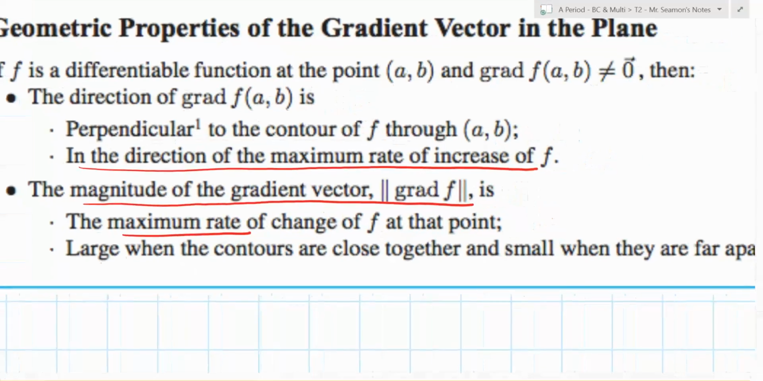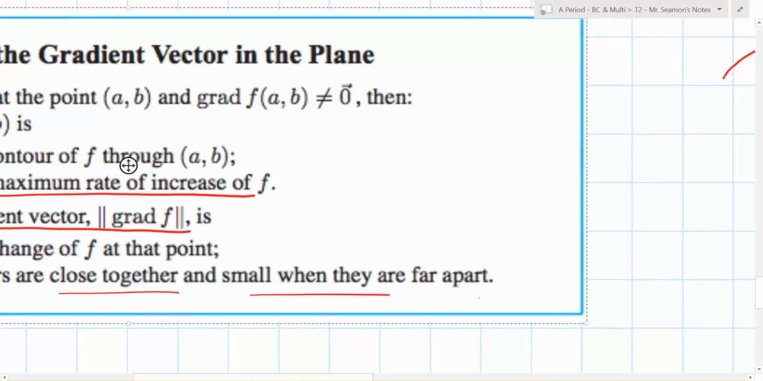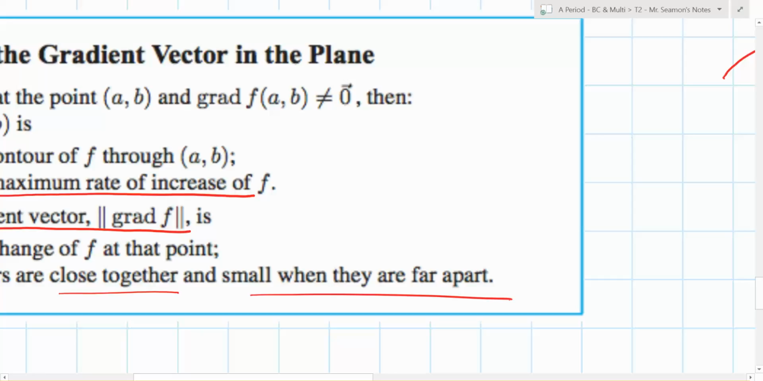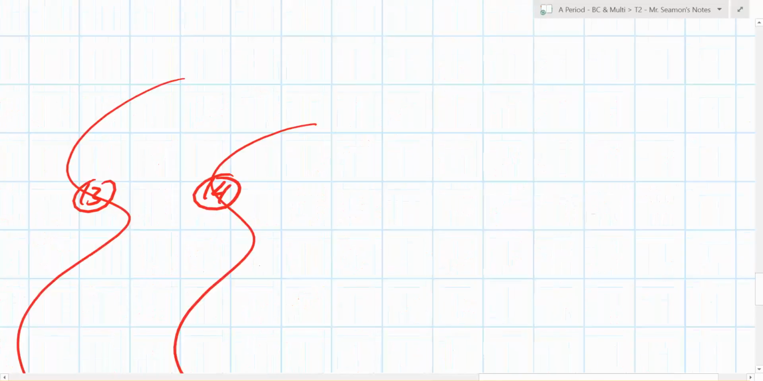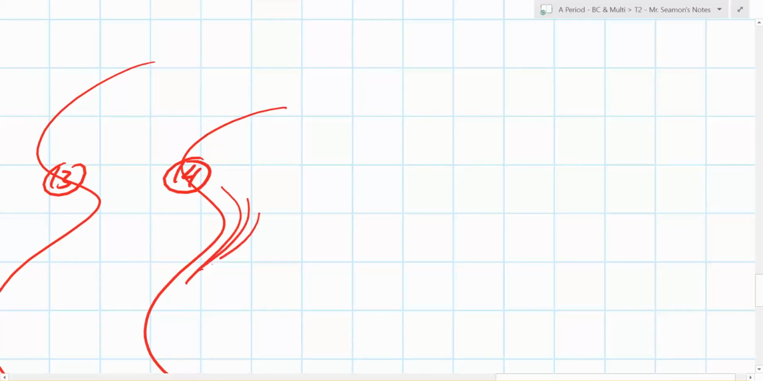It's large when the contours are close together, and it's small when they are far apart. Because when contours are far apart, what does that mean about the steepness? It's less. But when they're closer together, like when you look at a contour diagram or a topographical map, and you see on the topographical map something like this, what does this mean? Like, cliff.